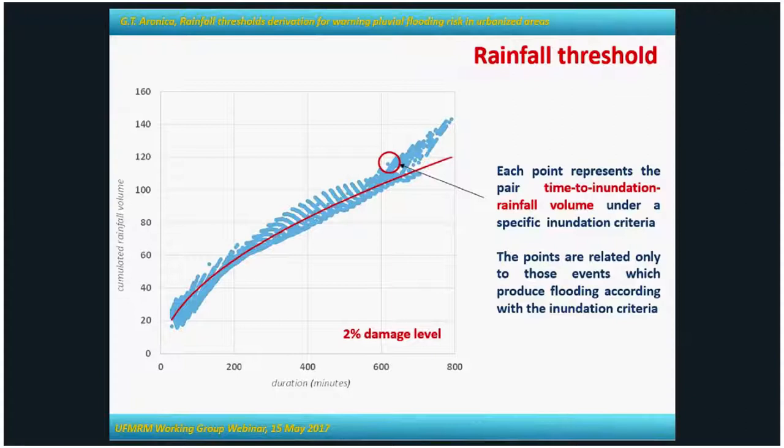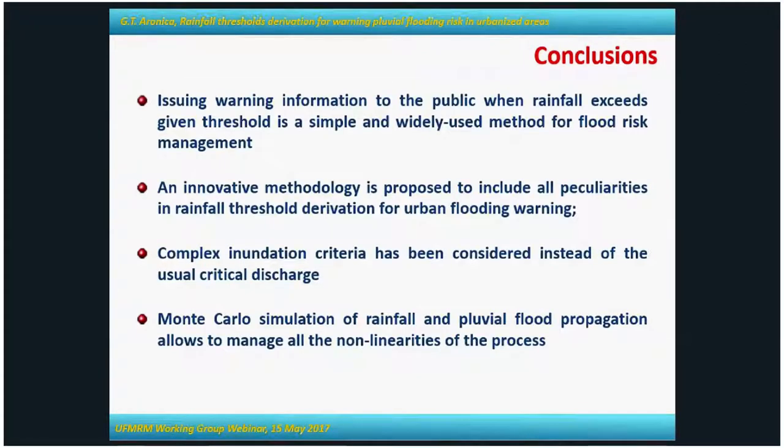This red one is the interpolation of these points, so you can use it essentially as the rainfall threshold. The red curve represents the critical conditions in terms of 2% damage level. Of course, we can have 5%, 10%, or any kind of damage level from the simulations of the hydrodynamic model. The rainfall volume and duration can give this information. Simply compare this curve with the rainfall volume measured or forecasted, anything you want, and you can issue the warning for pluvial flooding. So I come to the conclusion.